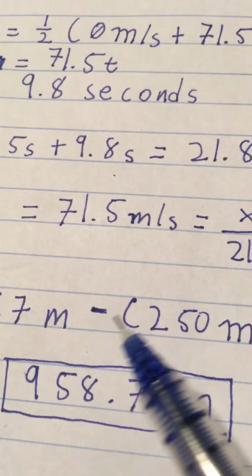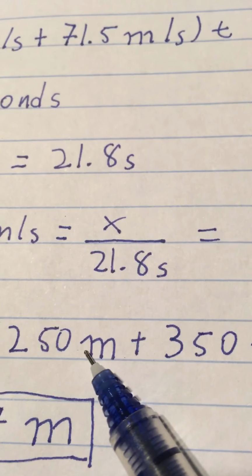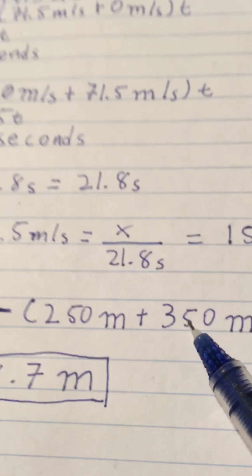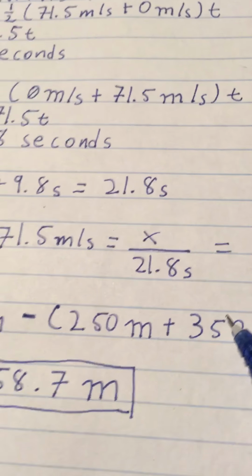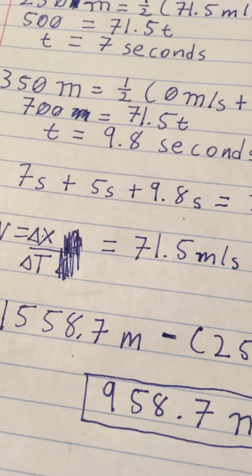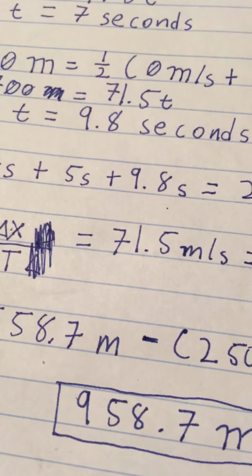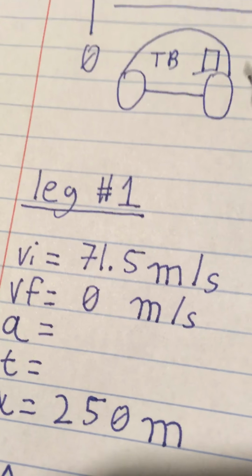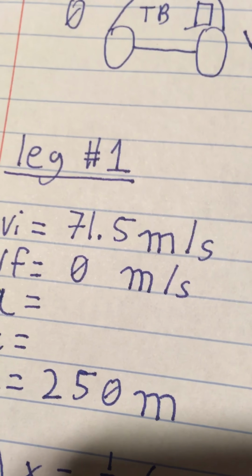Subtract it from the distance that the Thunderbird has traveled and get 958.7 meters. So the Thunderbird is 958.7 meters behind the Mercedes-Benz.